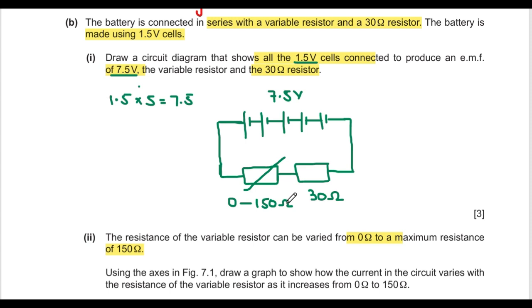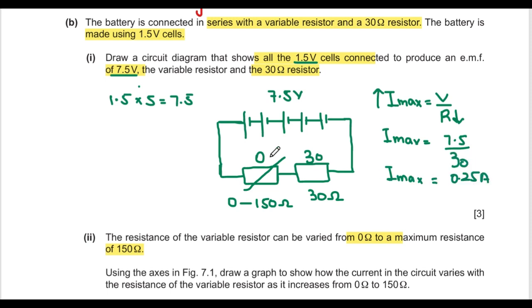Before doing the further question, let us discuss the maximum current and the minimum current in the circuit. The current in the circuit would be maximum if the total resistance of this series connection is minimum. So putting in the values, the voltage is 7.5. Now the total resistance is minimum if this resistor has a resistance of 0 and this is 30. So the combined resistance is 30 ohm. Then the current would have its maximum value, which is 0.25 amperes.